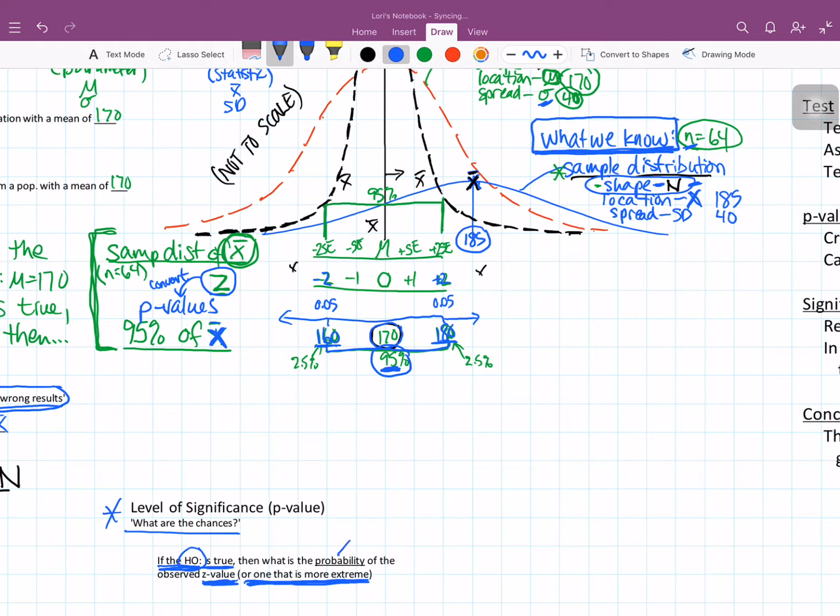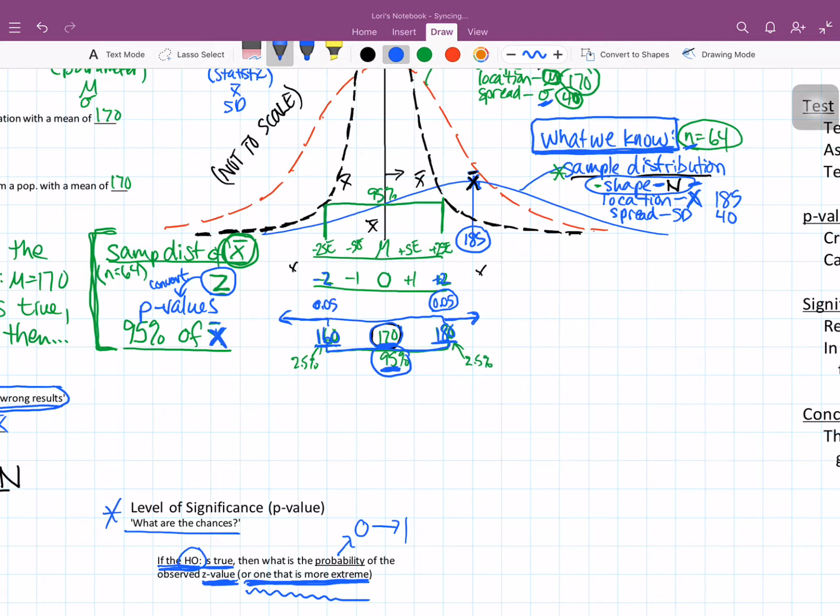The thing that you need to remember about probabilities is that they are all between 0 and 1, because probabilities are positive. And so this p-value of 0.05 just means that it's more than 10 away from 170. So here we have 180 is more than 10 away from 170, and less than 160 is also more than 10 away from 170. So this or one that is more extreme is an important key to that. And for a two-tailed test, that value could fall either above or below.